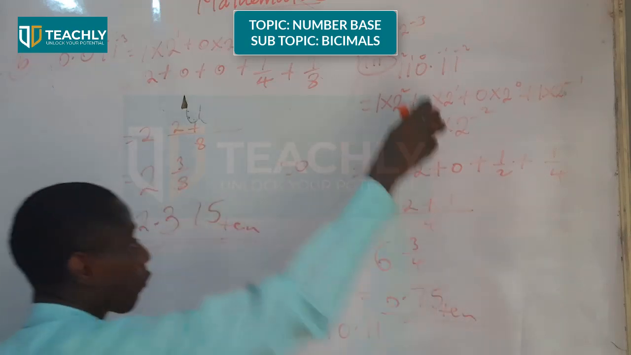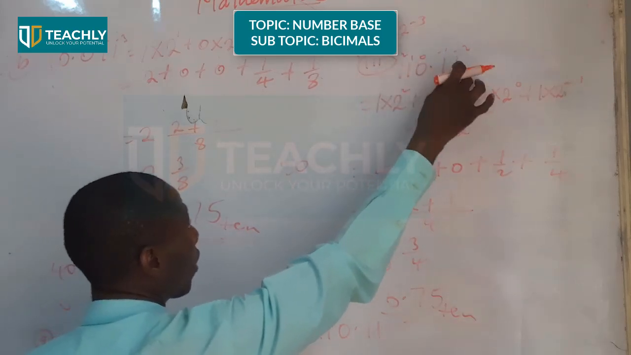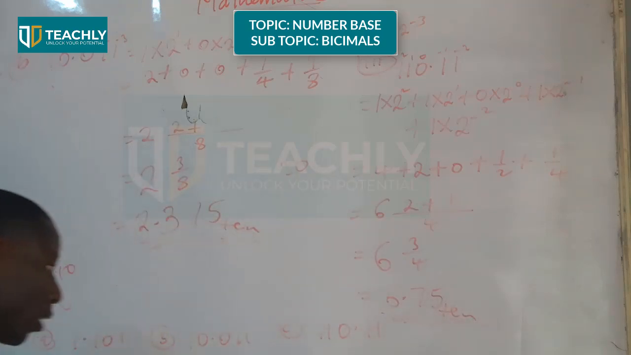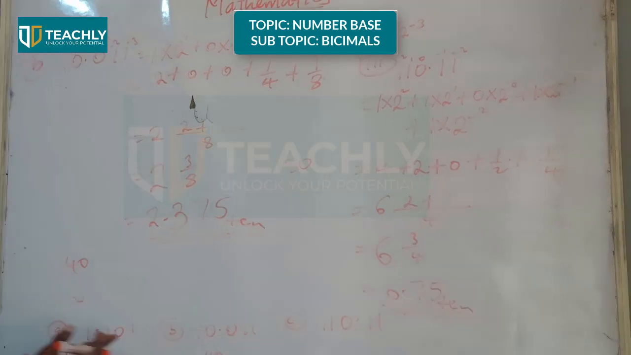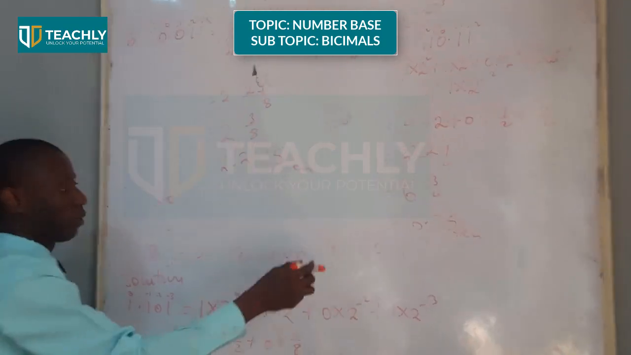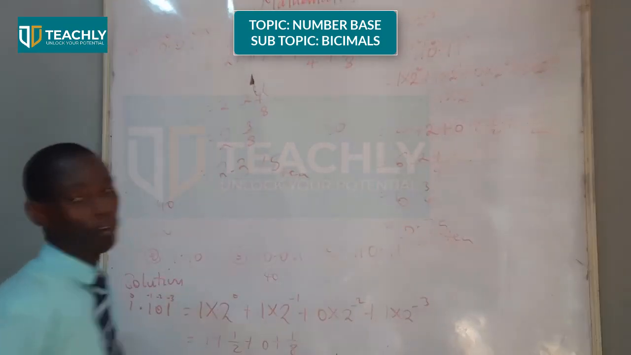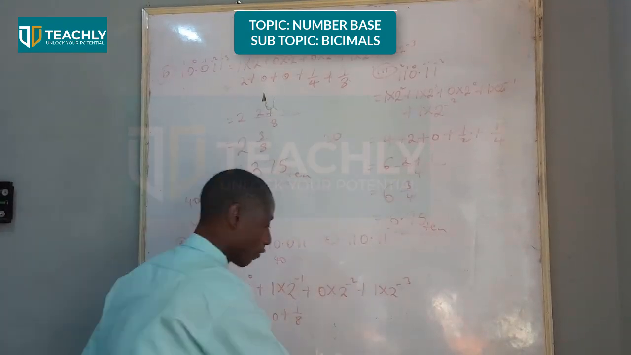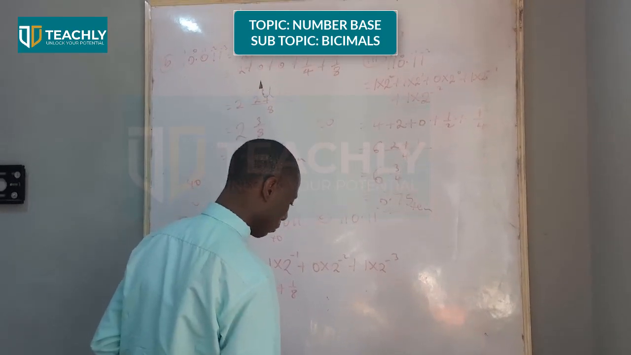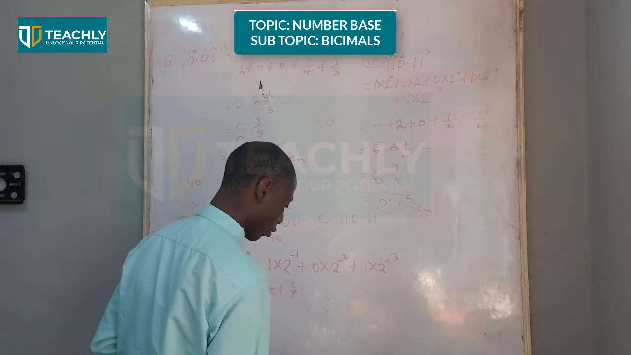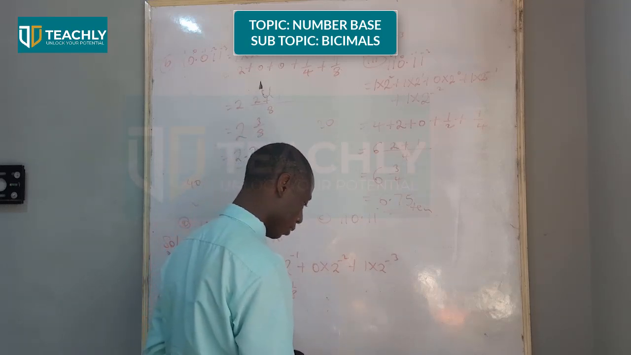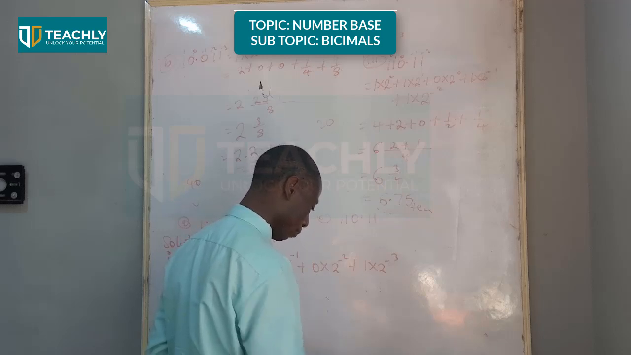So you are able to convert from 110.11 base 2 to 6.75. This is the final answer. So you are able to solve this example. This is your A, this is your B, this is your C, and this is the final answer. So we have been able to solve problems on decimals, that is, how to convert a number from base 2 in decimal to base 10 in decimal.